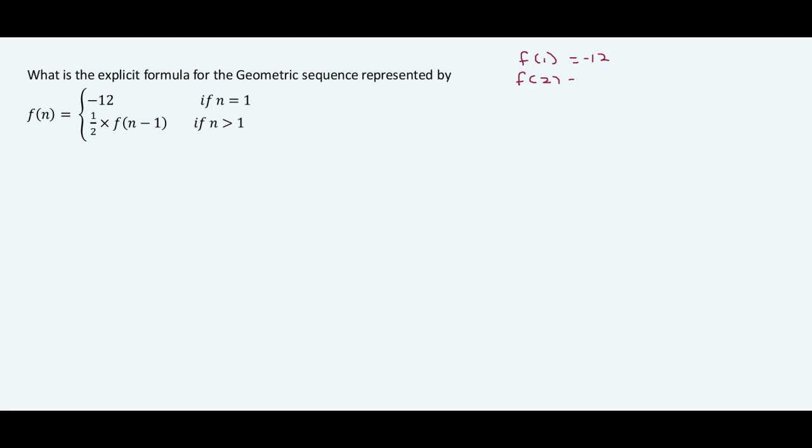F of 2 is going to be f of 1 multiplied by half, which is negative 6. F of 3 is f of 2 multiplied by 1/2, negative 3. And then f of 4 is f of 3 multiplied by 1/2, which is negative 3 over 2. So the explicit form is going to be our first term, which is negative 12, multiplied by our ratio, 1/2, to the power of n minus 1.